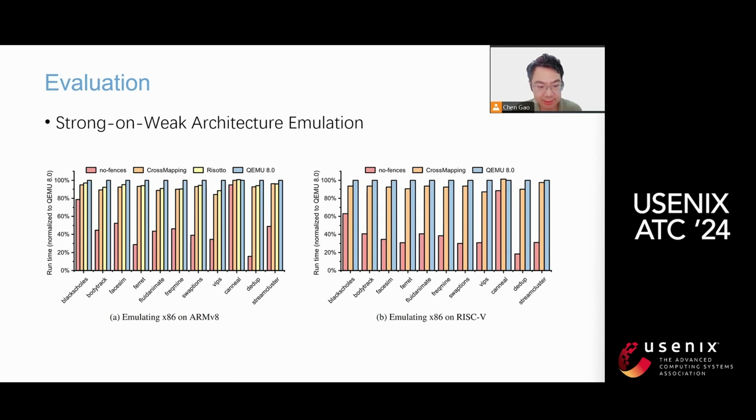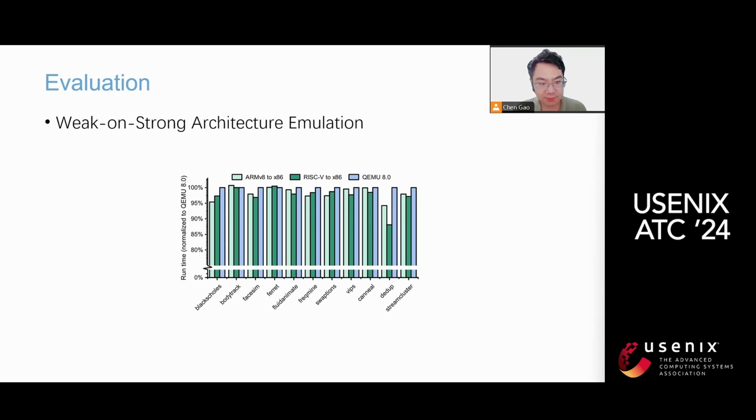Comparing our scheme with QEMU, for the x86 to ARMv8 translation, improvements reach up to 15.8%, with a geometric mean of 8.5%. For the x86 to RISC-V, improvements reach up to 12.7%, with a geometric mean of 7.3%.